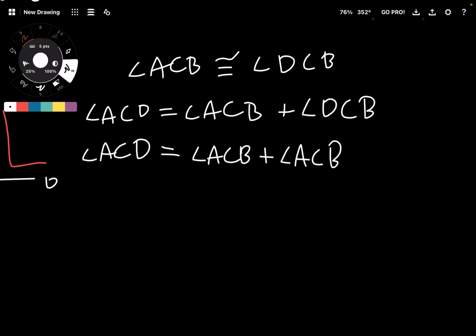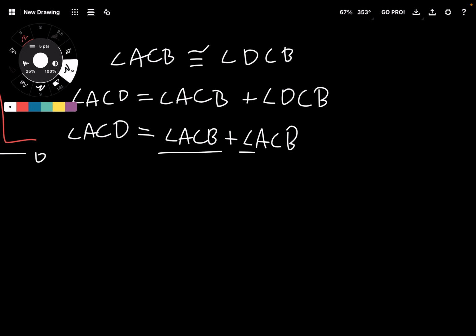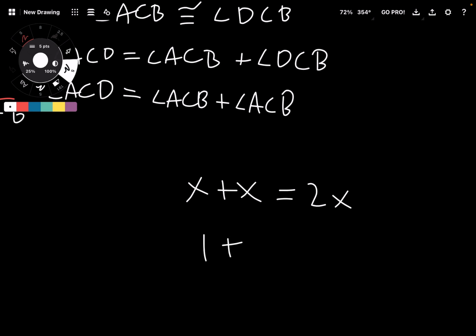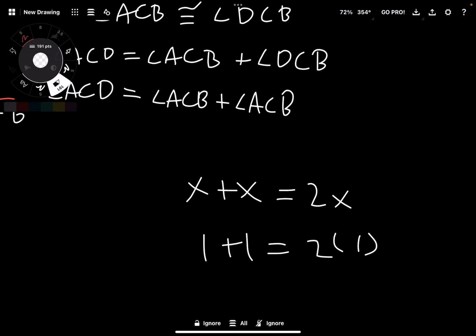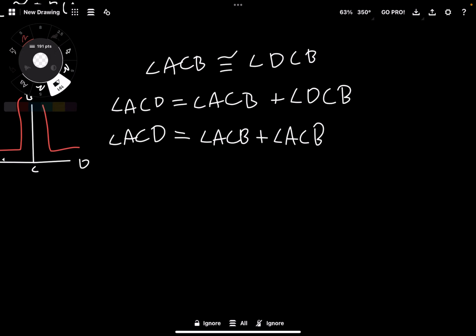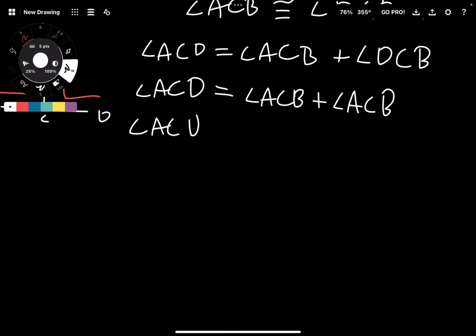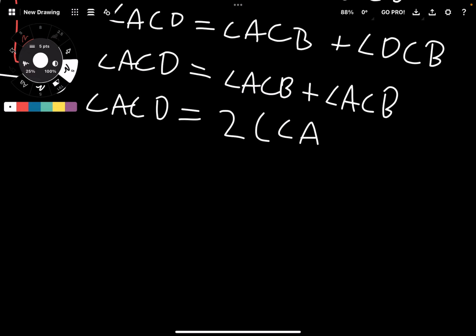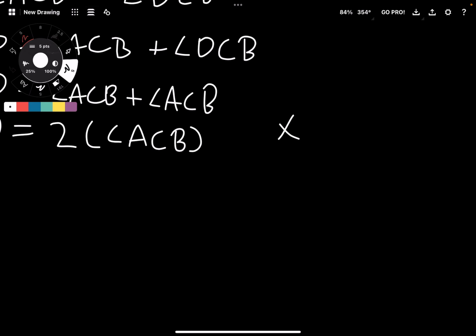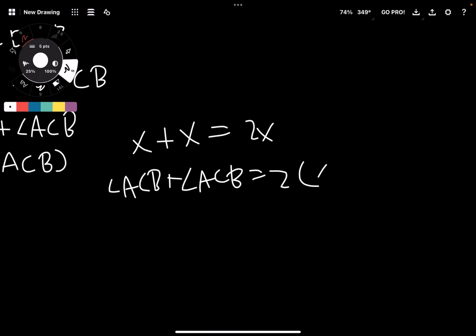Now, we can still simplify this equation more. You know how we have two same terms here? And you know how, for example, x plus x is equal to 2x. Or, say, 1 plus 1 is equal to 2 times 1. We could apply that same rule over here. That means angle ACD is equal to 2 times ACB. Why 2 times ACB? Because, in that same rule, x plus x equals 2x. If you replace x with ACB, that'll become angle ACB plus angle ACB equals 2 times angle ACB.